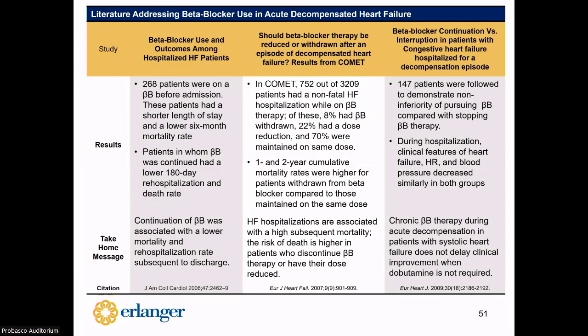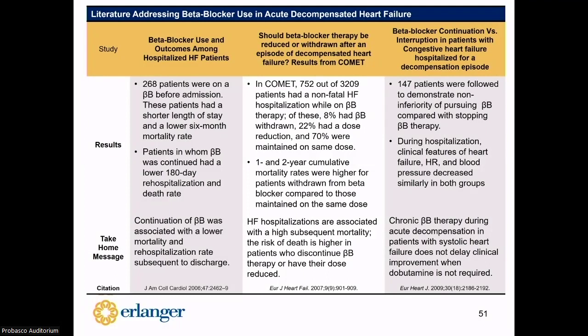And then finally, the last study summarized here looks at beta blocker continuation or interruption for patients who are hospitalized with acute decompensated heart failure. This included 147 patients who were followed just to demonstrate non-inferiority of pursuing a beta blocker as compared with stopping beta blocker therapy during admission. So during the hospitalization, the clinical features of heart failure, such as some patient-reported symptoms, heart rate, and blood pressure, similarly decreased in both groups.